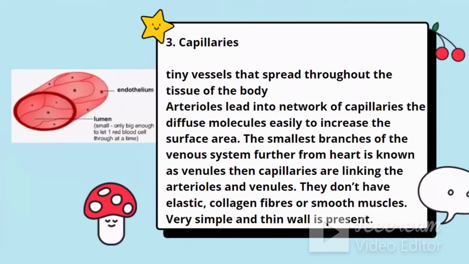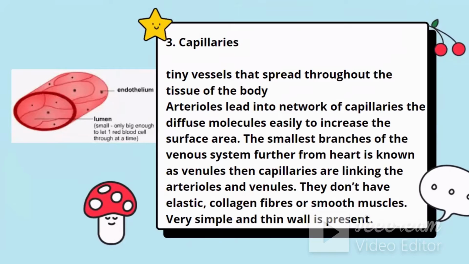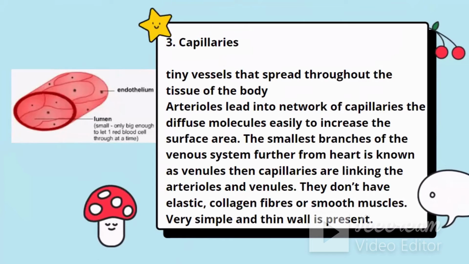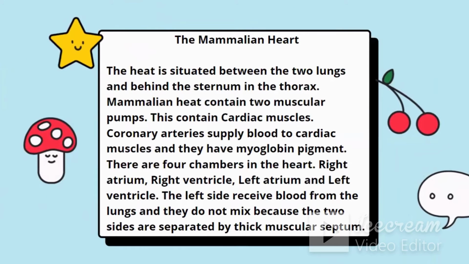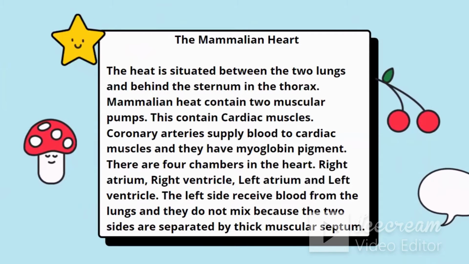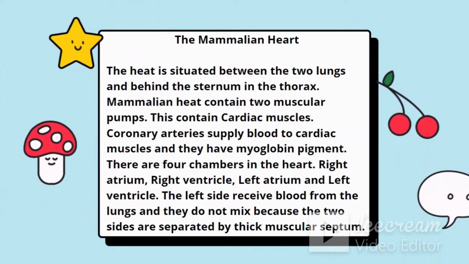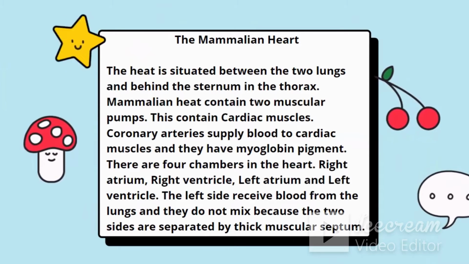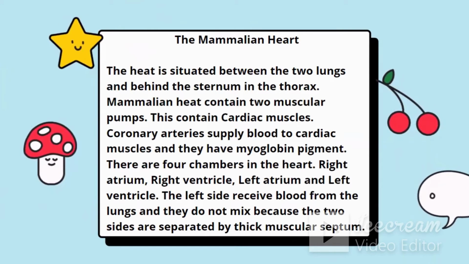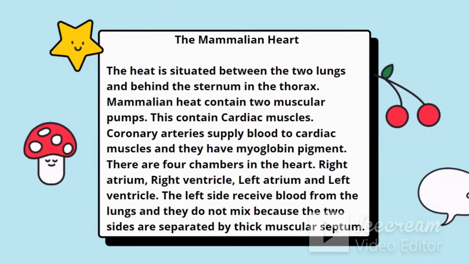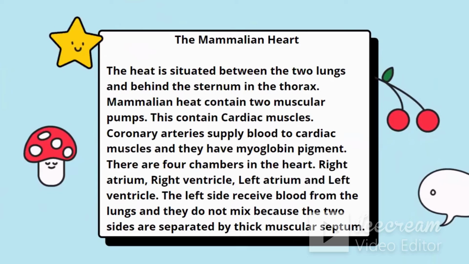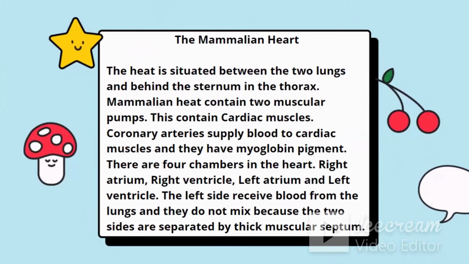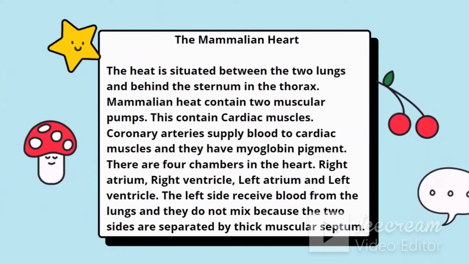We'll discuss the mammalian heart now. As mammals, humans have a four-chambered heart: left atrium, left ventricle, right atrium, and right ventricle. These four chambers, the left and right parts, are completely divided by a septum to stop mixing of deoxygenated and oxygenated blood. So these are the parts of the mammalian heart.